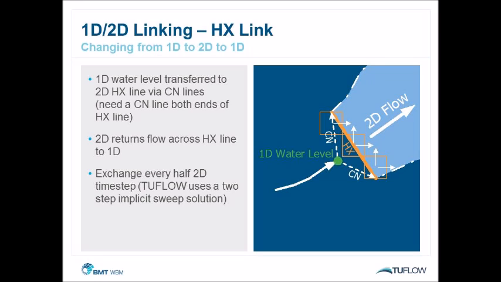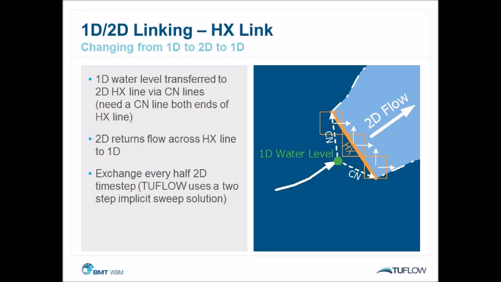is that they're transferring the water level from the 1D node to that point on the HX line. Now, because we've got two CN lines coming from the same 1D node, that means that all the 2D cells along that HX line will get the same 1D water level. So the water level will be the same at a particular time step along the HX line.